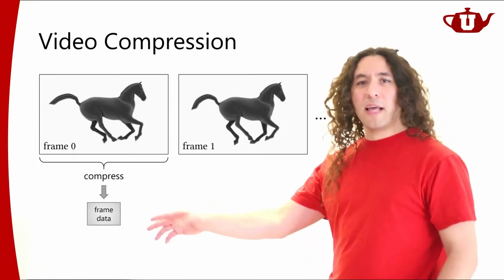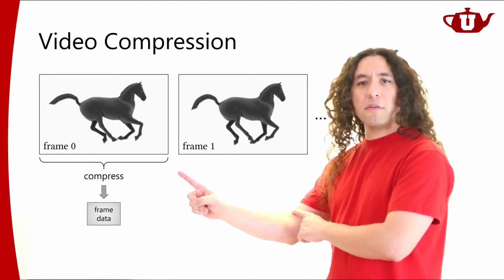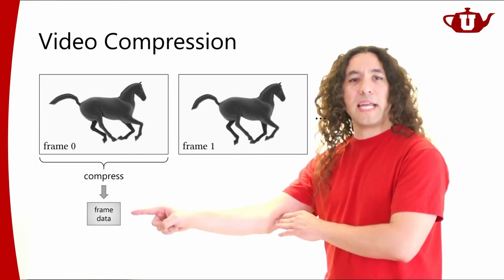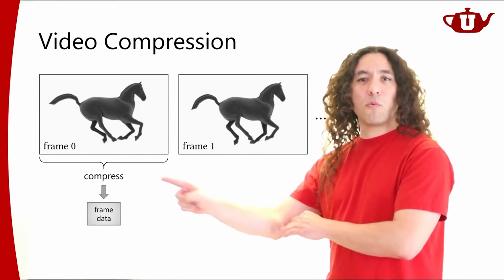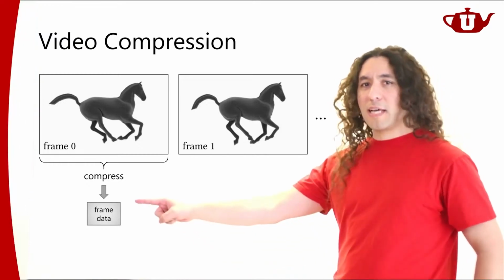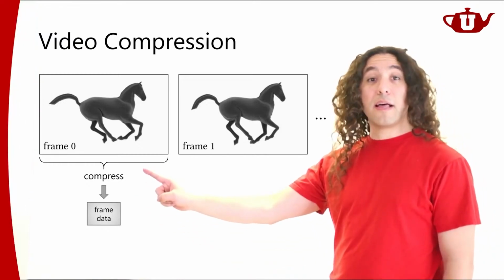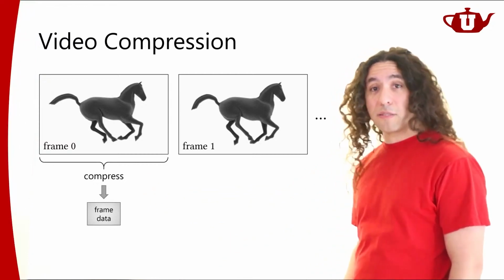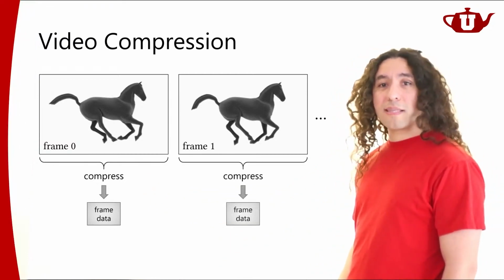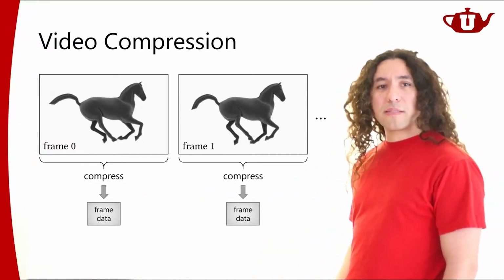So you don't need to send the actual image up here. You just need to send the frame data that represents what this image looks like. So this is a lot smaller than this. That's how we're getting it. Each frame can be compressed like this into compressed data.